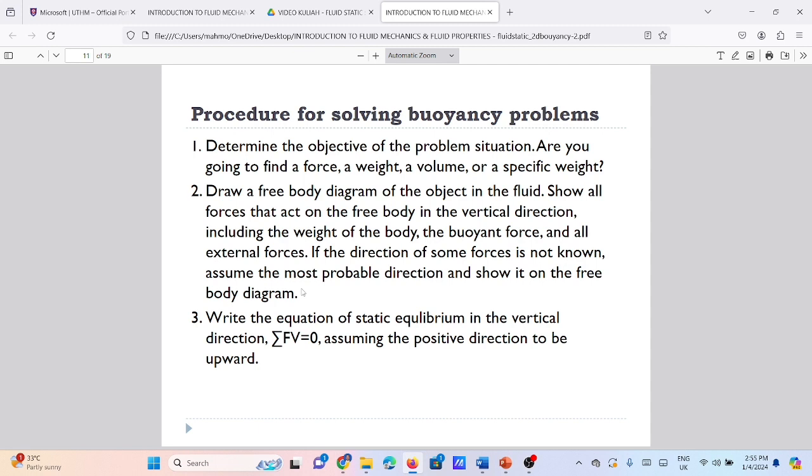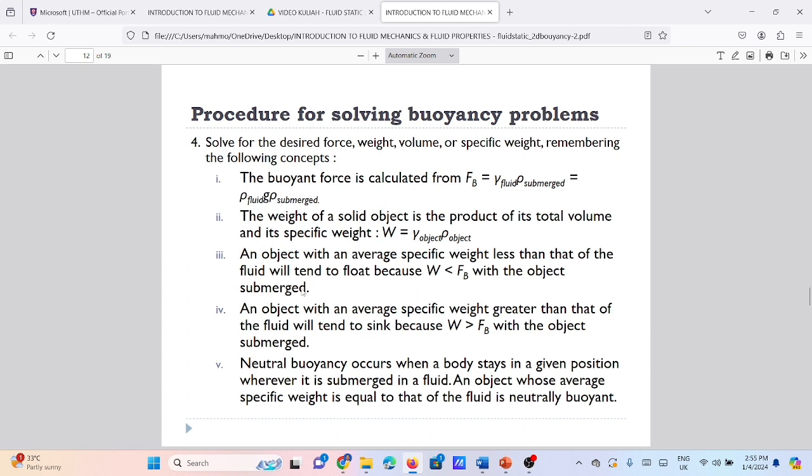If the direction of some force is unknown, assume the most probable direction and show it on the free body diagram. And thirdly, write the equation of static equilibrium in the vertical direction: summation of FV is equal to 0, assuming the positive direction to be upwards. Then solve for the desired force, weight, volume, or specific weight, remembering the following concepts.